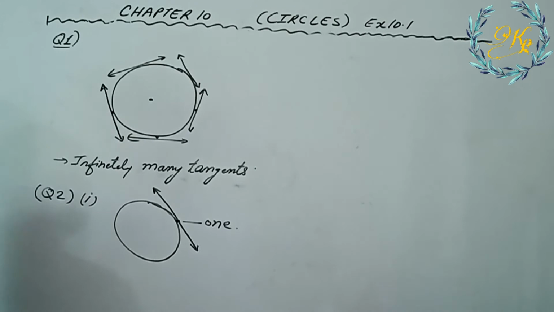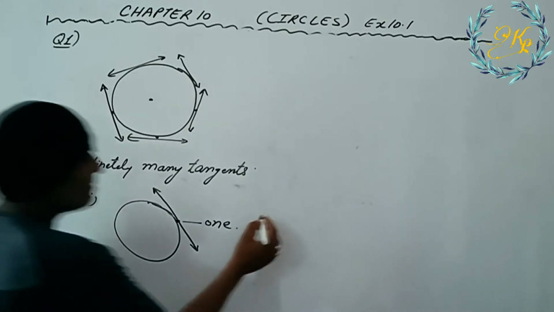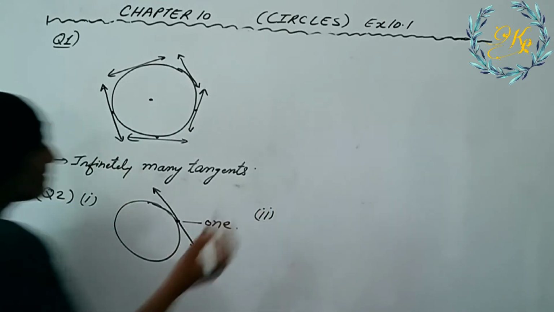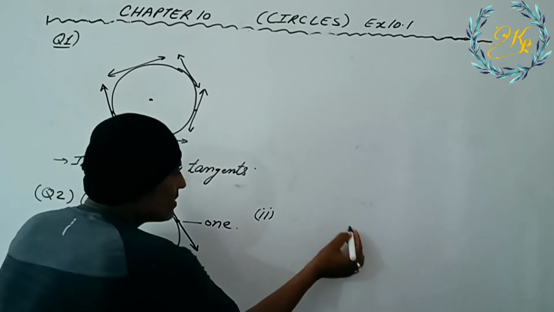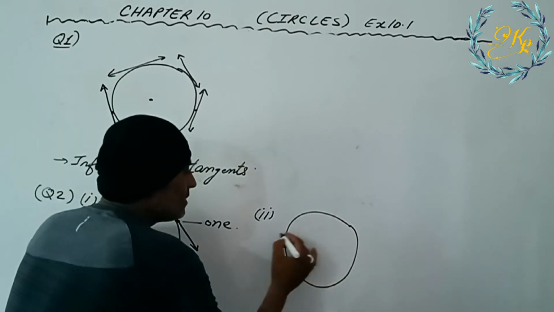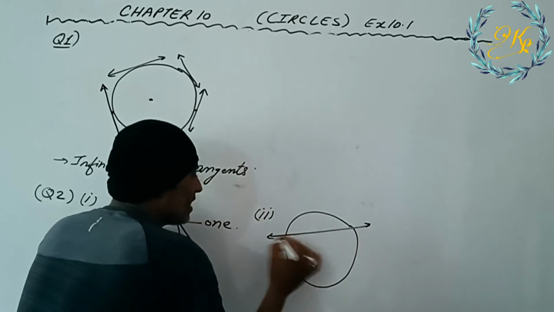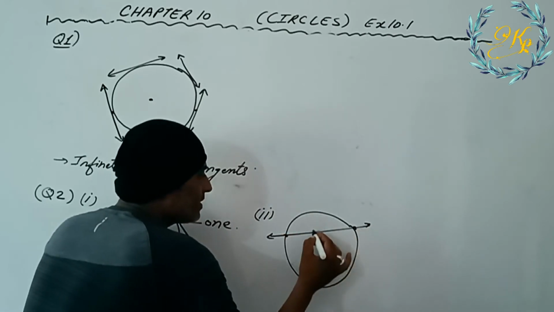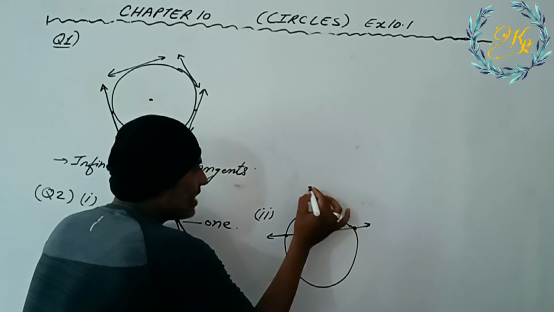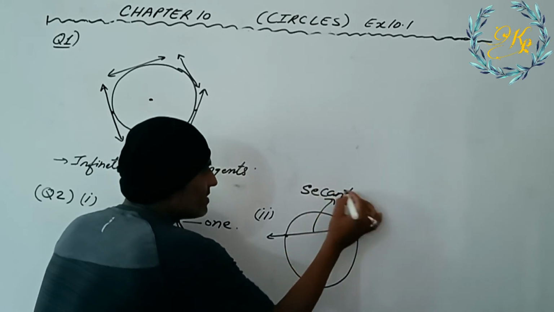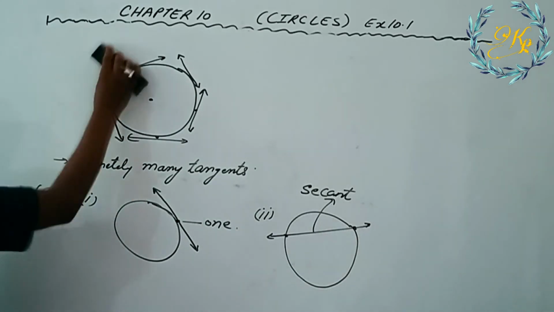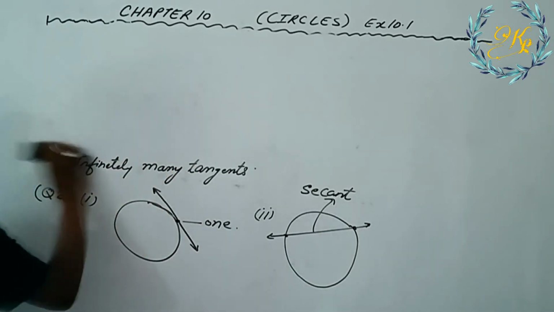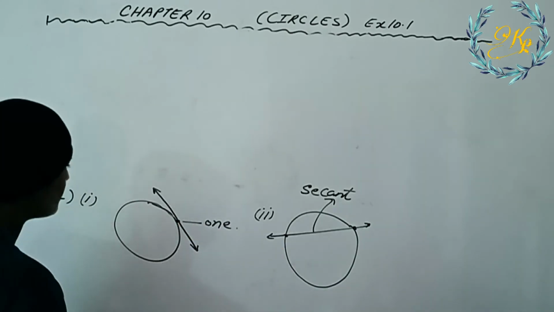This is the answer. Now let's move to the second line. In the second line, the question reads, a line intersecting a circle at two given points. So let's draw a circle. When a line intersects a circle at two given points here, we know that this sort of a line is termed as a secant. Let's move to the third sub question of question number 2, exercise 10.1.